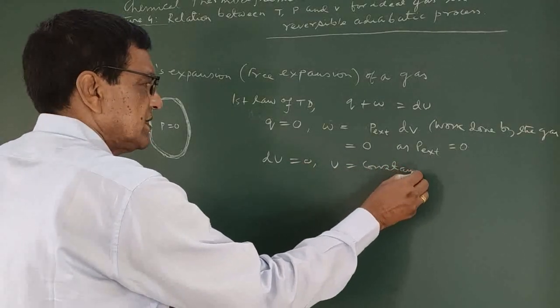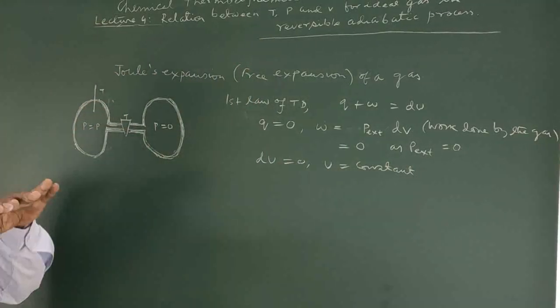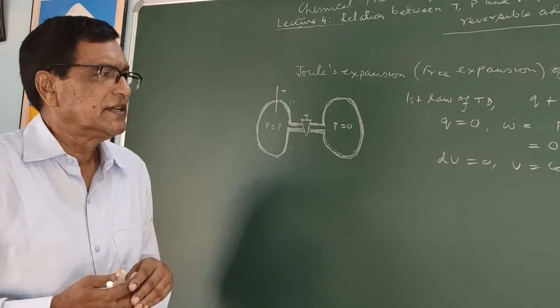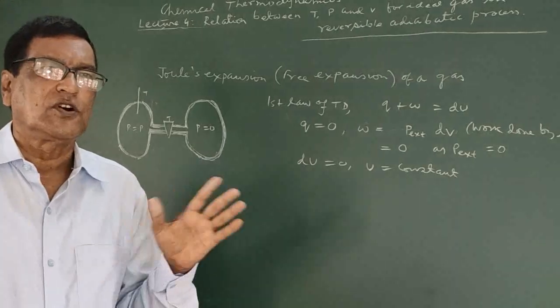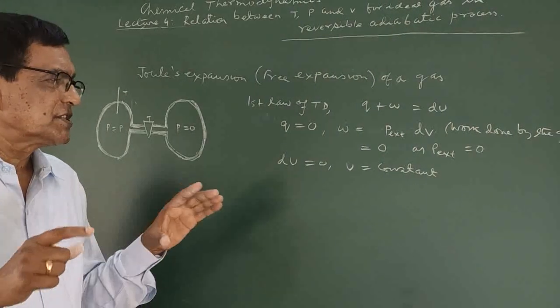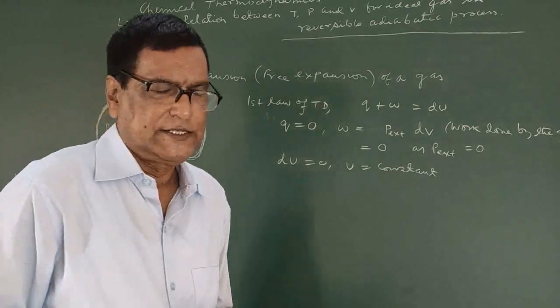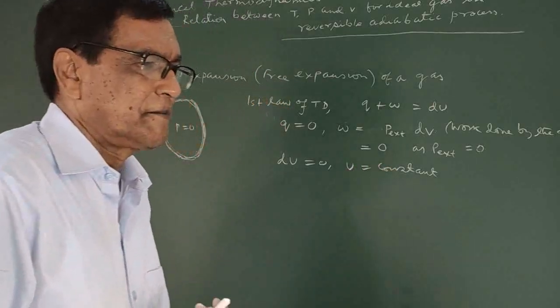So this sort of expansion, either Joule's expansion or free expansion, is also the expansion in which the internal energy of this gas remains constant. So it is called the constant internal energy expansion of this gas. So this U is constant.